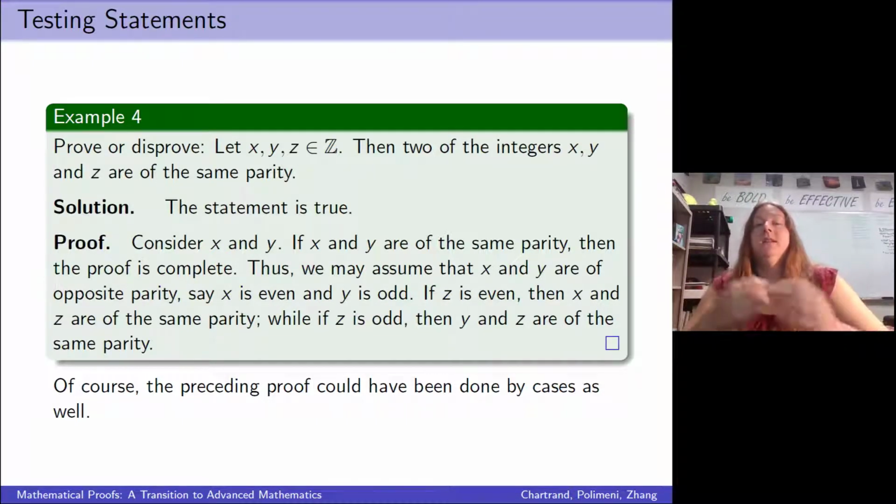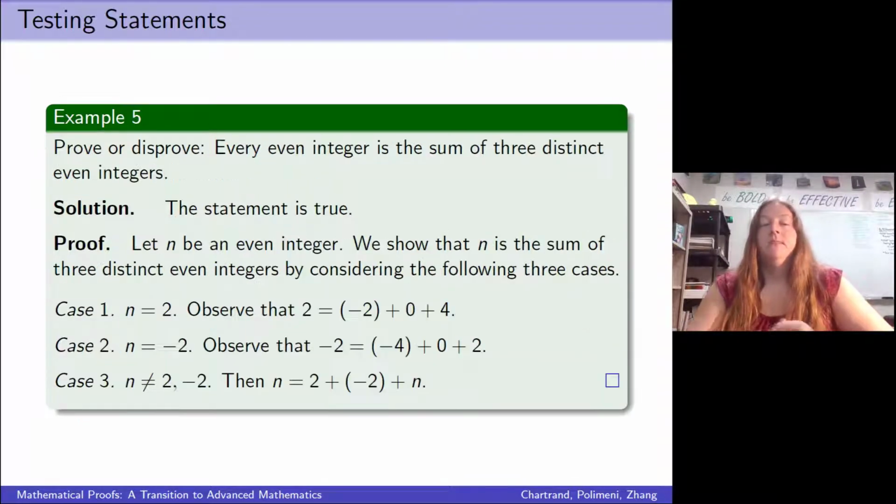So the statement, having three integers x, y, and z, two of them have the same parity, is in fact true, and I've proven it to be so. Let's take a look at another one.